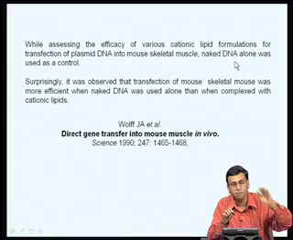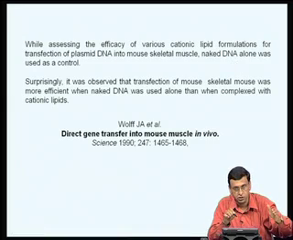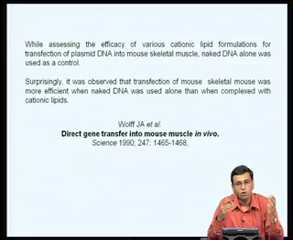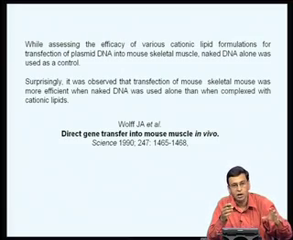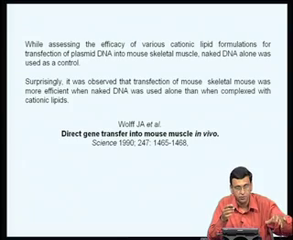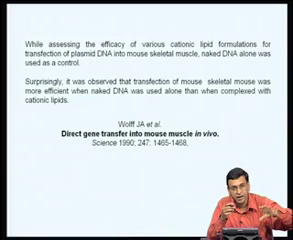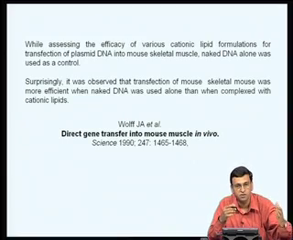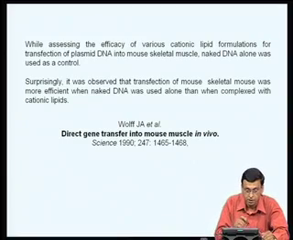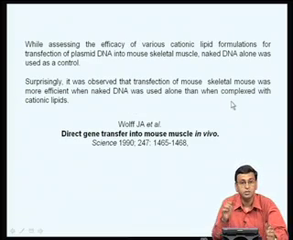That means plasmid DNA was mixed with a number of different cationic formulations, for which the plasmid DNA alone served as a negative control. What was expected is that the plasmid DNA alone should not get into the muscle tissue very efficiently, but when you mix this plasmid DNA with lipid formulations, there should be an enhancement of the efficiency of gene delivery into the tissue. Very surprisingly, what they found is that transfection of mouse skeletal muscle was more efficient when naked DNA was used alone rather than complexed with cationic lipids.